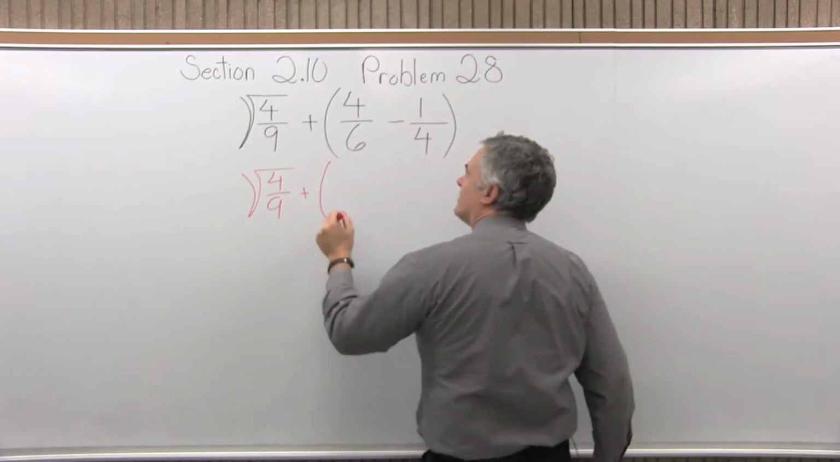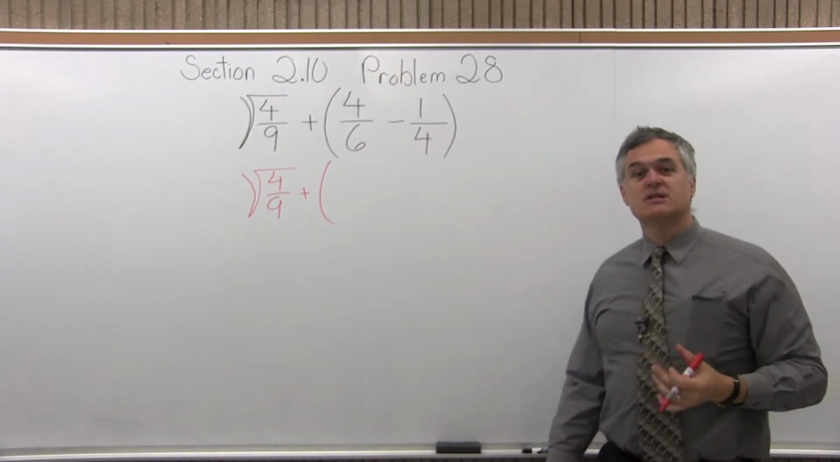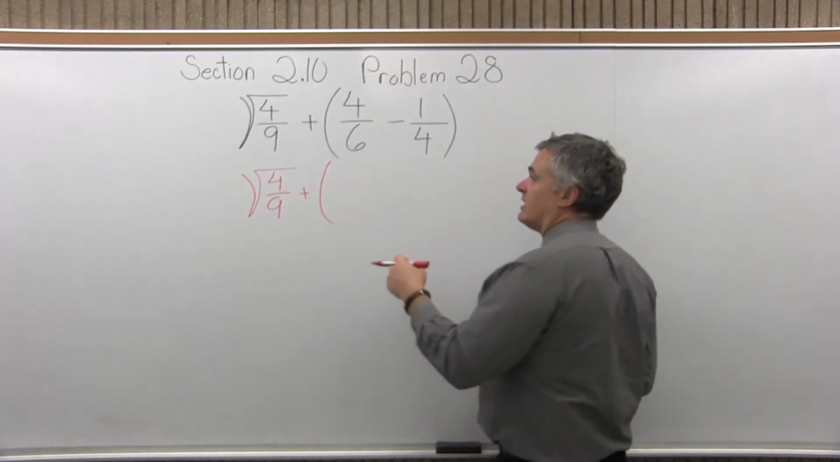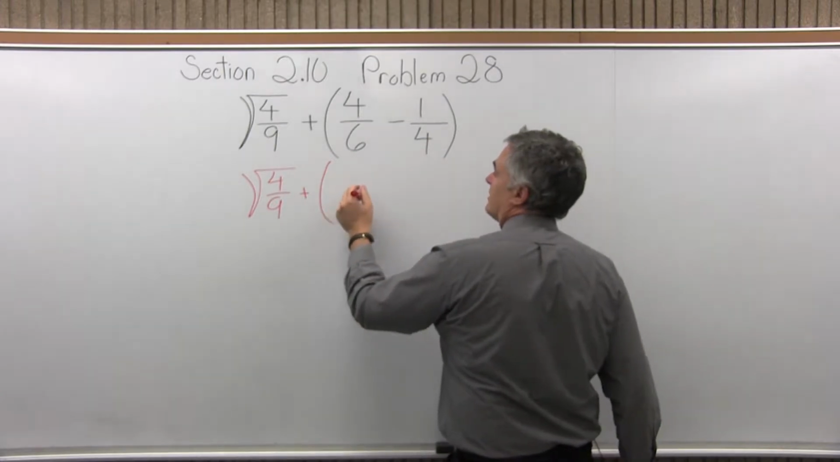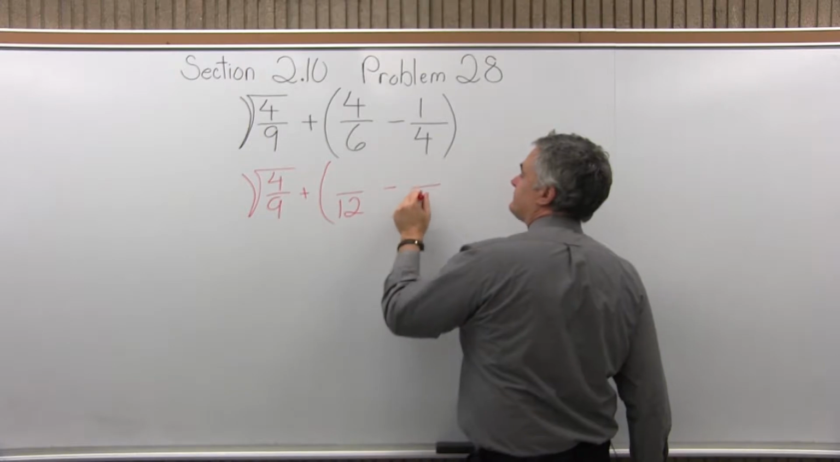But now, in the parentheses, if I need to make a common denominator and I'm dealing with 6 and 4, a reasonable common denominator would be 12. 6 divides into 12 evenly, 4 divides into 12 evenly. So let's make them both something over 12.